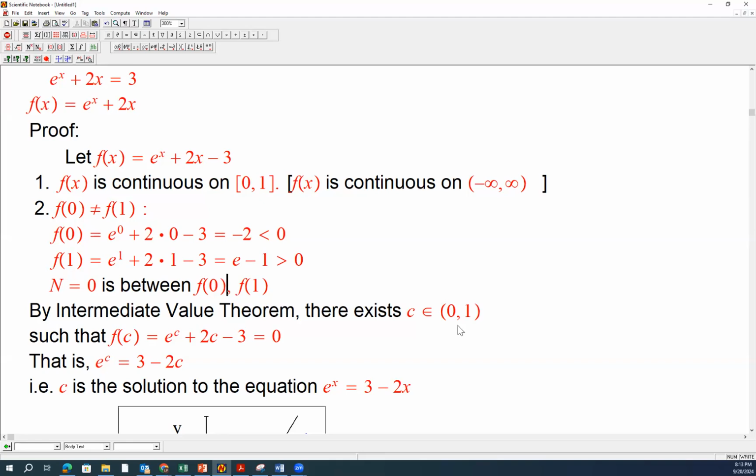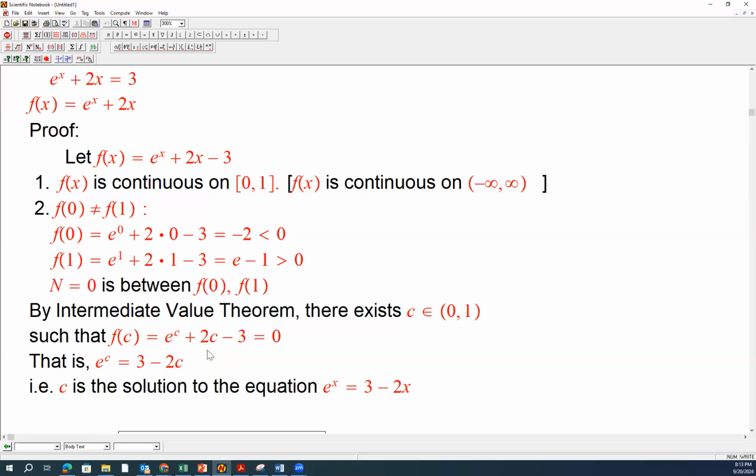By the intermediate value theorem, there exists a c. You must tell the reader that there exists such a number. We don't know what it is exactly, but we know it exists. And where is it? It is between 0 and 1. That's what the theorem guarantees. So that number that exists is such that the value of the function is equal to 0, equal to the capital N.